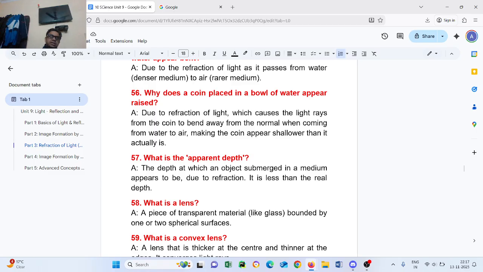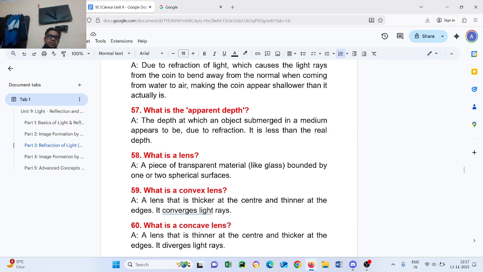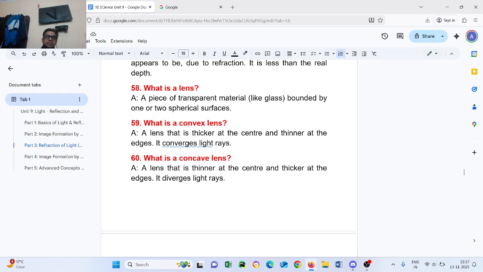Question number 58. What is a convex lens? A lens that is thicker at the center and thinner at the edge. It converges light rays. Question number 59. What is a concave lens? A lens that is thinner at the center and thicker at the edge. It diverges light rays.